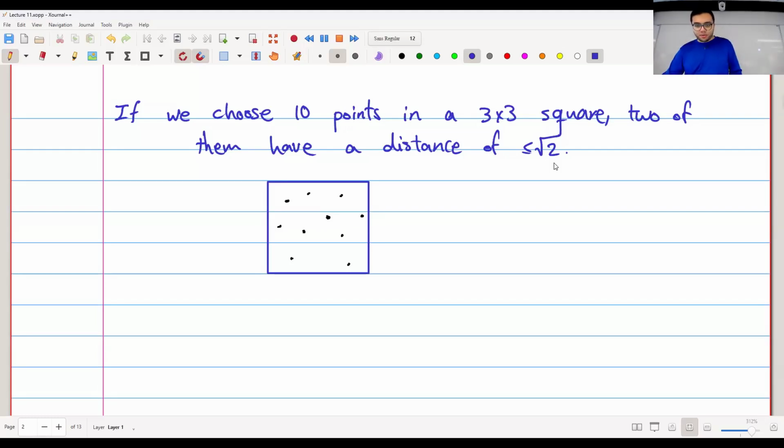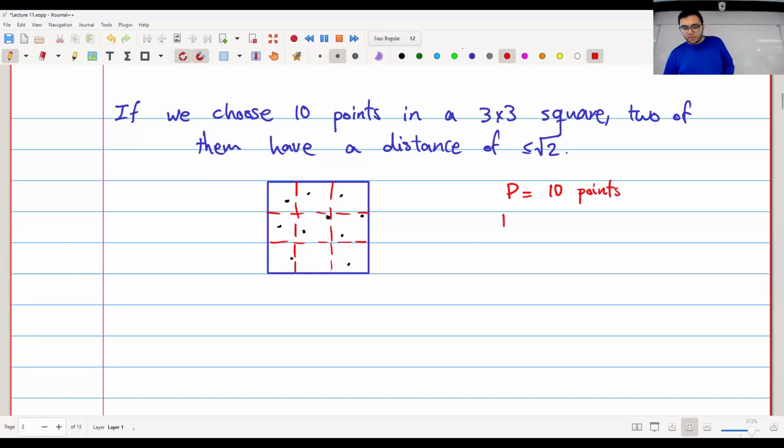Now, here's what I would do in this case. I would just say, let's turn this into a grid. Let's just draw these lines. And I'm not great at drawing, but just imagine that these are all 1 by 1 squares. Okay. So I have 9 squares, 9 unit squares here, and I have 10 points. So let's say that my set of pigeons is basically my 10 points.